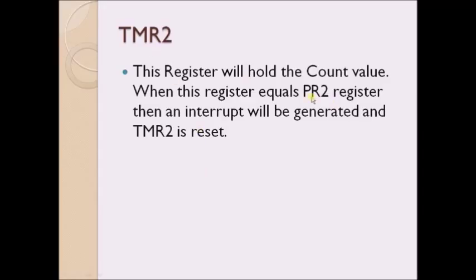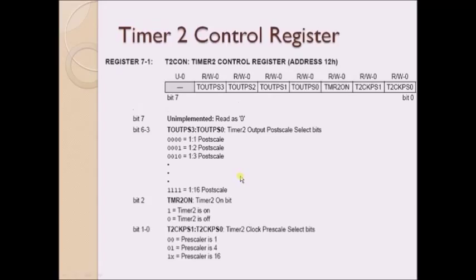Take an example that now PR2 is holding a value 0x0A. So initially the timer 2 register is 0x00. Now 0 is compared with A, as both are not equal, so timer 2 gets incremented by 1. Now it reaches 1. So it gets incremented by 1 until it reaches 0x0A. As soon as this becomes 0x0A, timer 2 is equal to PR2, therefore it will generate an interrupt. We call it the overflow interrupt, and it will reset the timer 2 register.